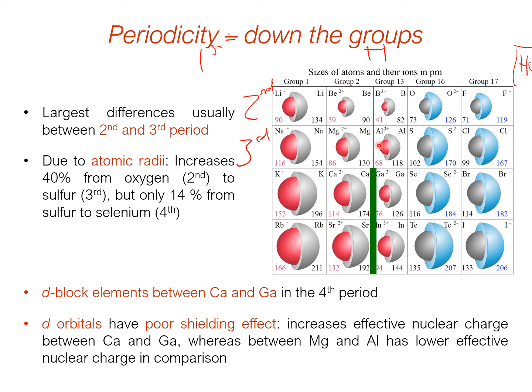And the reason for this is that the d orbitals have a poor shielding effect. So the effective nuclear charge increases quite a lot.